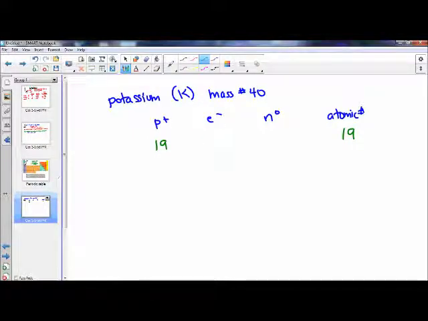The protons and the electrons, you have to have the same number of positive and negative charge. So electrons are also going to be 19. Well, how do I find the number of neutrons? I'm going to go back here, and this is going to be 40 minus 19, which is 21. So the nucleus has 19 protons, 21 neutrons, for a total number of particles of 40. The mass number can also be thought of as the total number of particles in the nucleus. So this is 21.